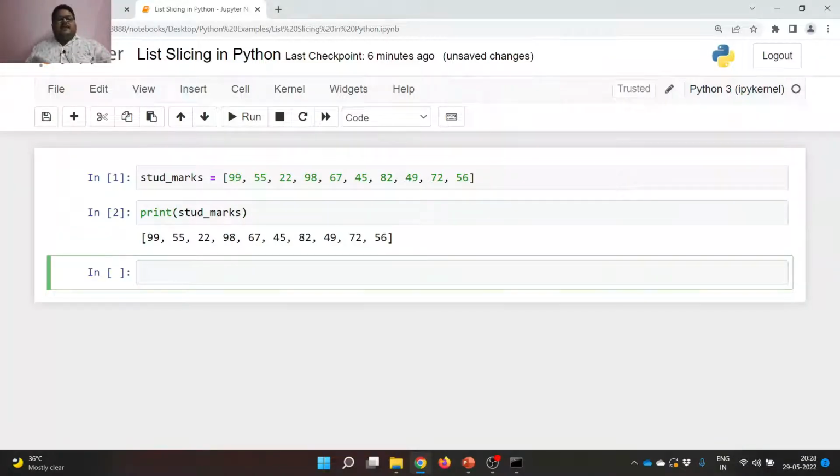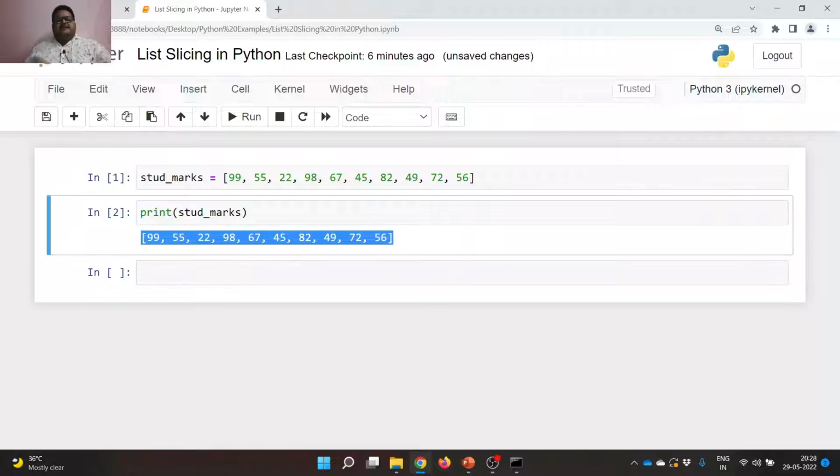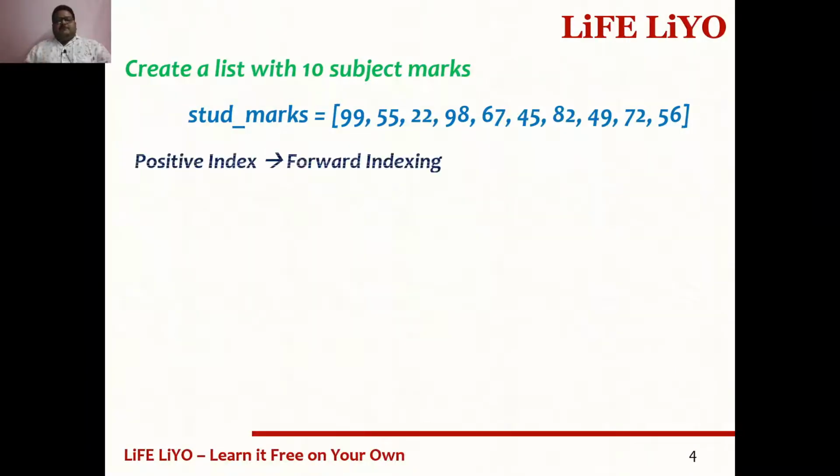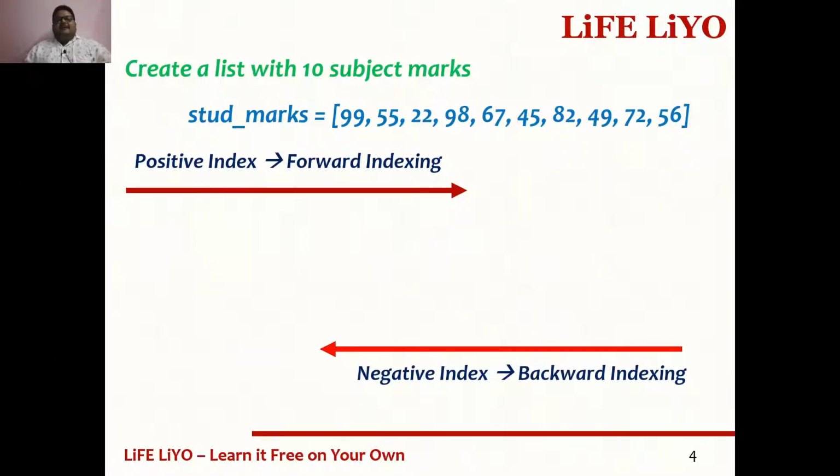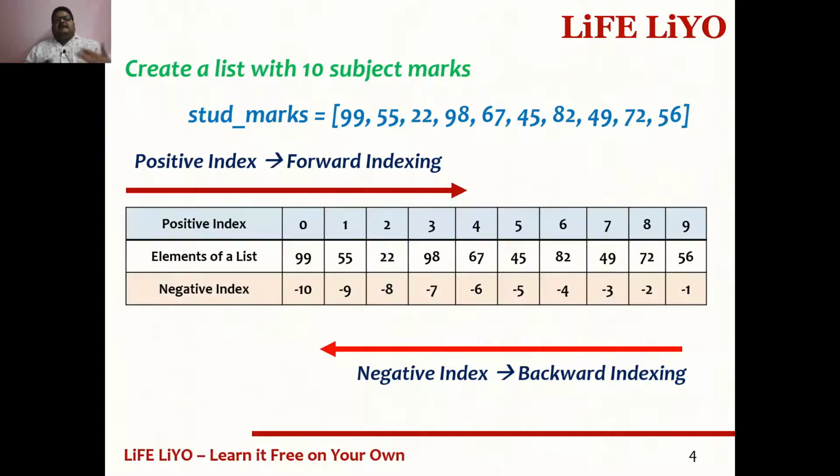When we have created a list like this, then automatically the list is going to be assigned positive indexing as well as negative indexing. Now look at the positive indexing, which is also known as forward indexing, and the negative indexing, which is also known as backward indexing. It is going to be represented like this. Positive index starts from 0 and the negative index starts from -1. So this is a normal representation.